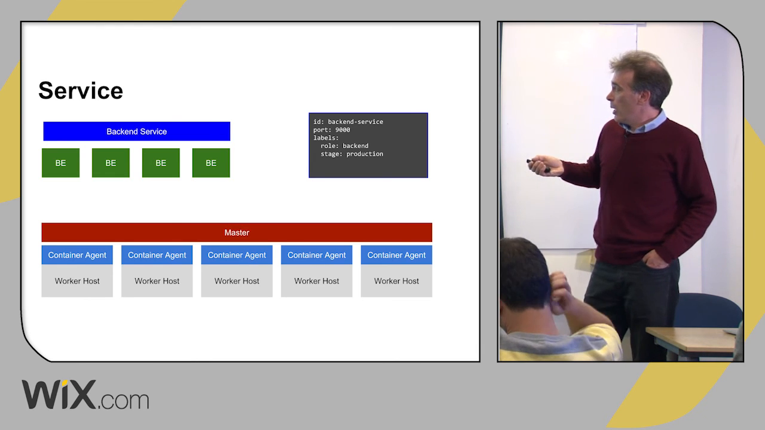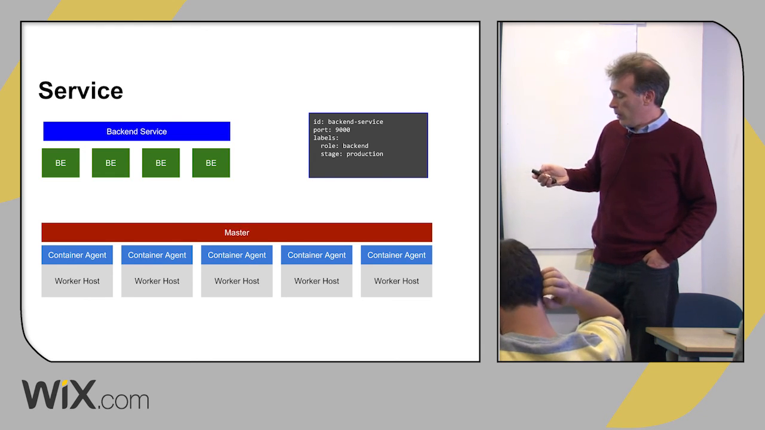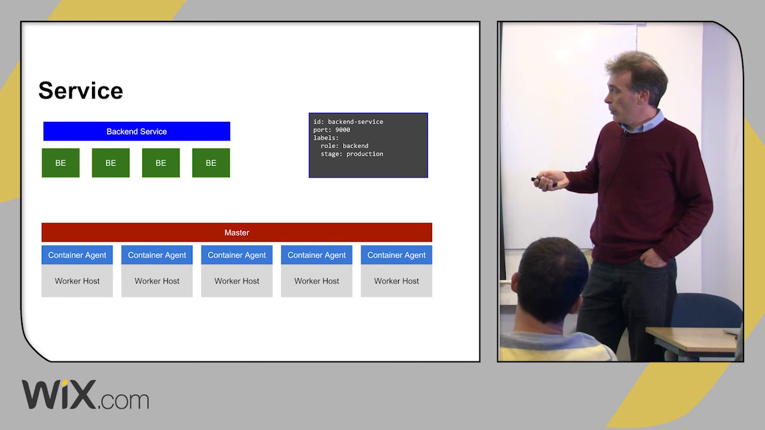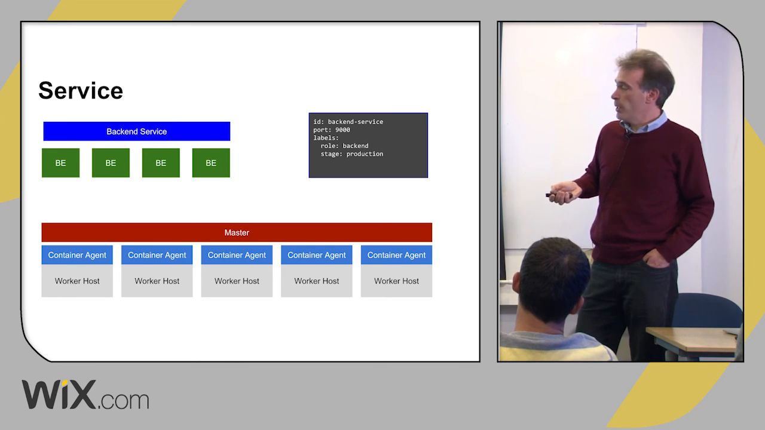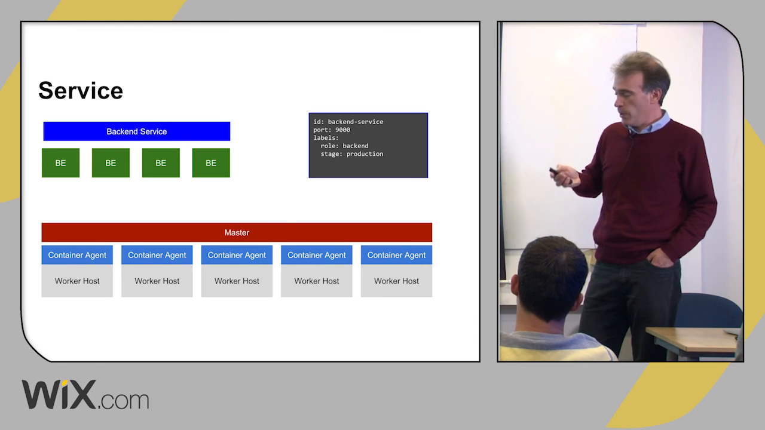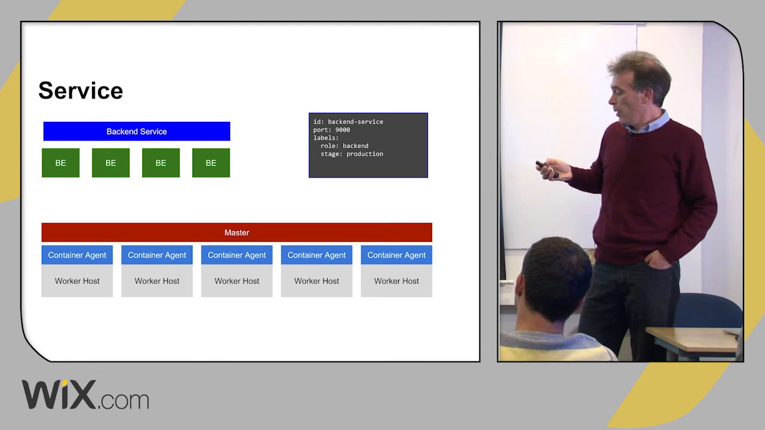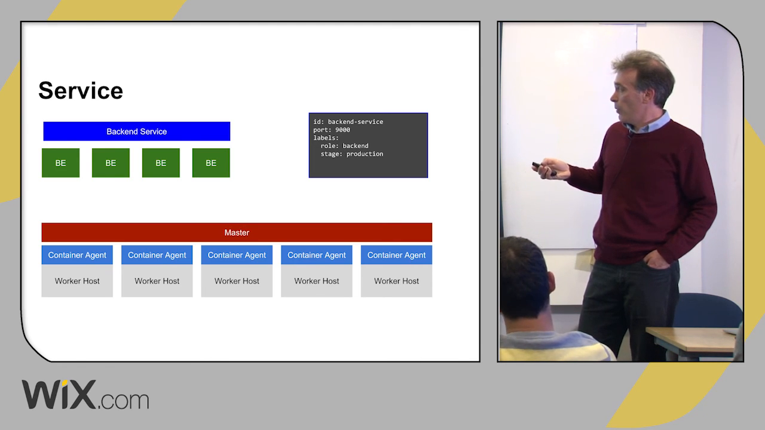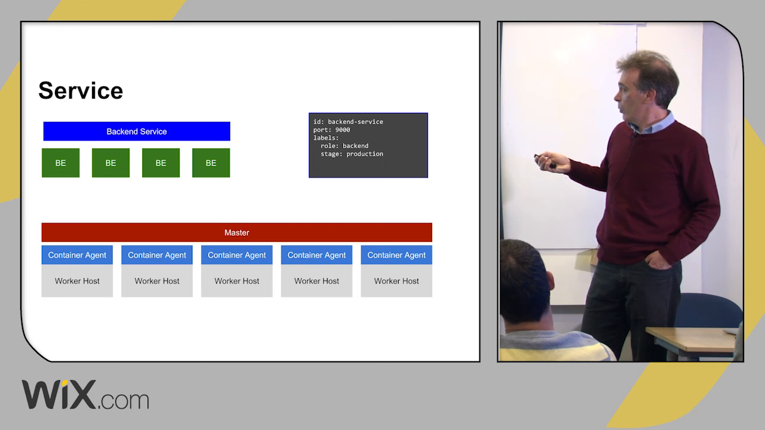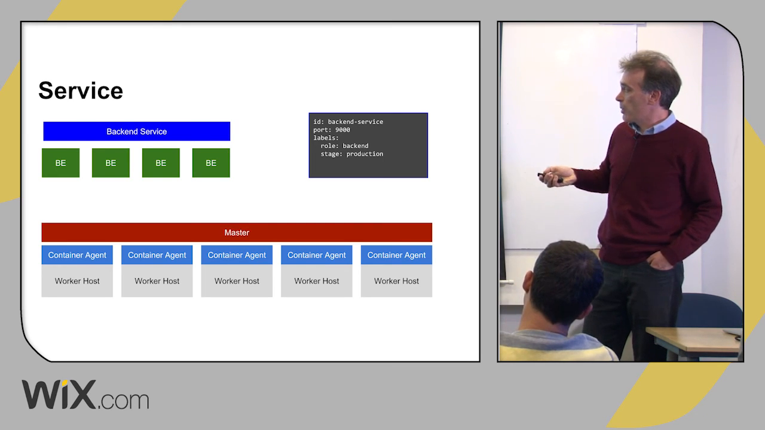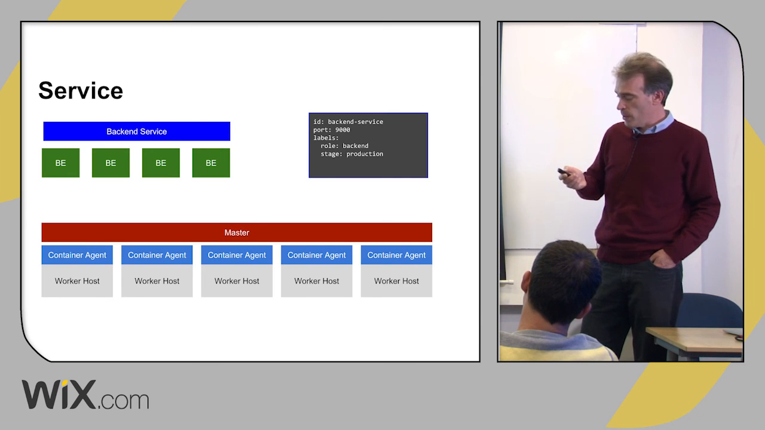The abstraction of service allows us to create an entry point for TCP/IP communication with a set of pods. In order to do this, we have to create an instance of the service, specify an ID and port, and define by labels which pods are included in this service.